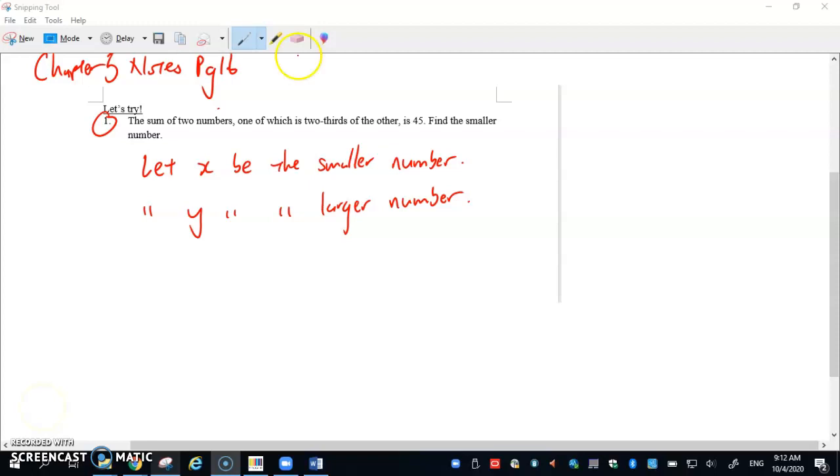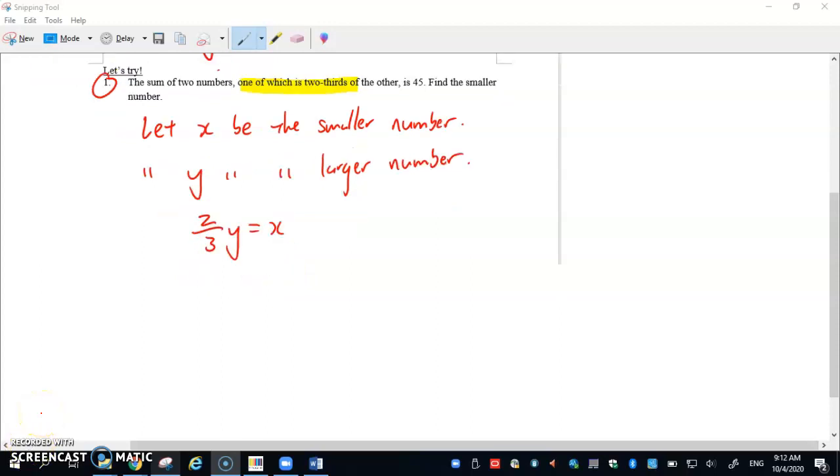Now it is given that one of which is 2/3 of the other number. So clearly we know that 2/3 of y is equal to x. Okay, this is because x is the smaller number. So 2/3 of y will be x. Now further we know that x plus y is also equal to 45, and this is given over here. The sum of the two numbers.